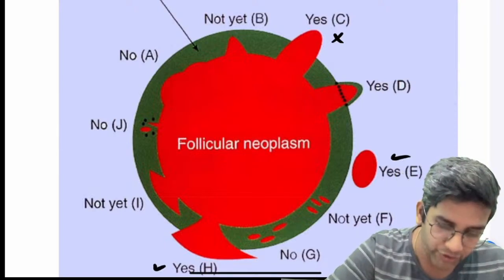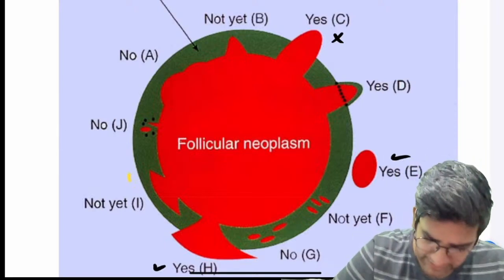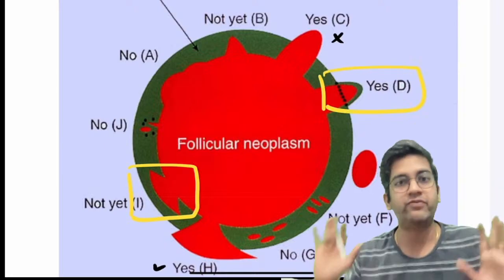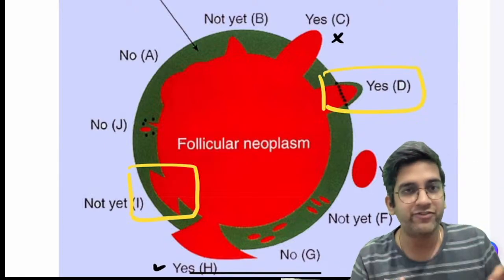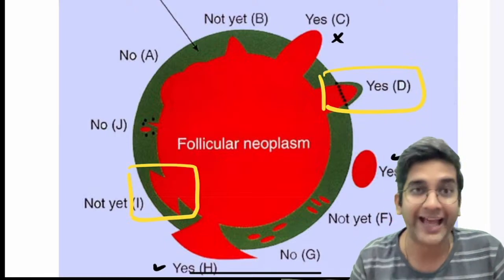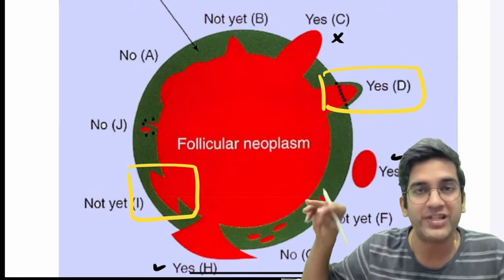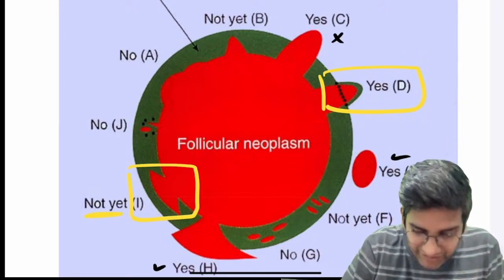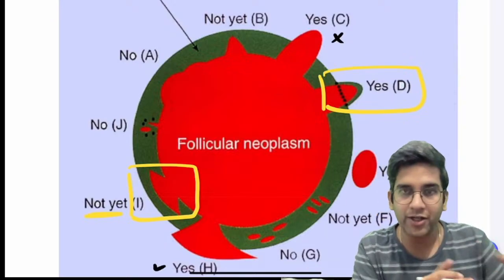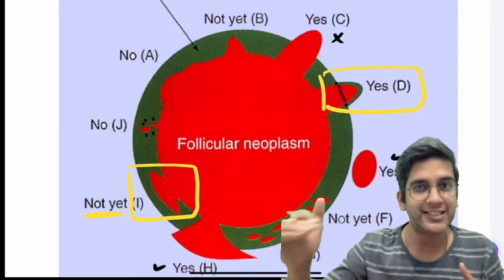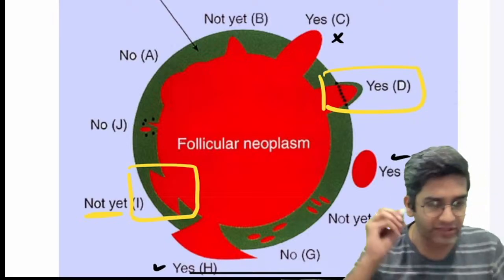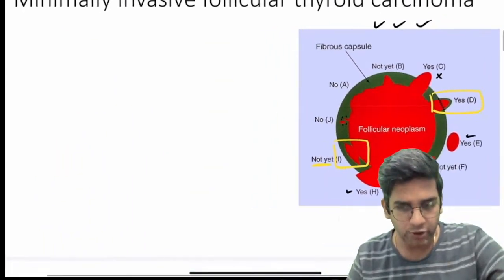Where I'll have a confusion is, if you guys can agree, let me know, this one and this one is what confuses a lot. How do I differentiate I, which is not yet invaded, and D, which is invaded? We'll come to this soon, in the later half of the lecture. No is different, not yet is different, and yes is different, right? Obviously, the confusion becomes between D and I. I'll tell you a simple rule. This is there in the new WHO as well.